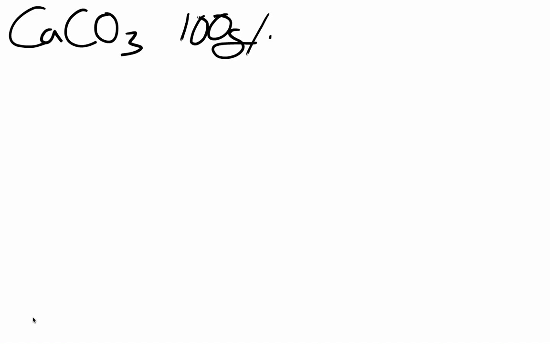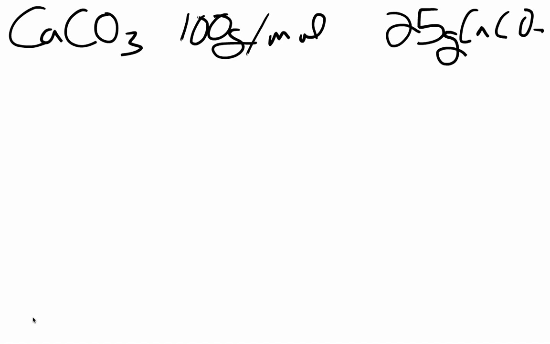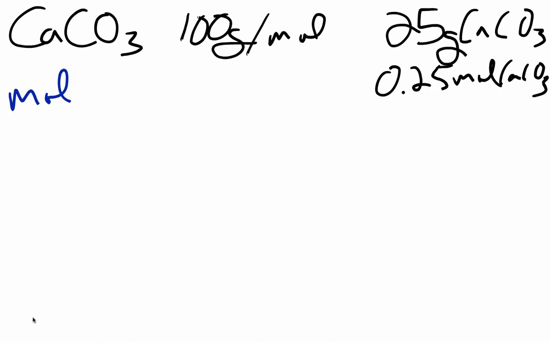So I'm going to keep working with that calcium carbonate example. So we already added up the molar mass. So it was 100 grams per mole. And we said that if we had 25 grams, we already solved that. If we had 25 grams of calcium carbonate, we said that it was 0.25 moles of calcium carbonate. Well, now let's ask ourselves, how many molecules are in that? So let's go that one step further. How many molecules of calcium carbonate are in this 25 grams?